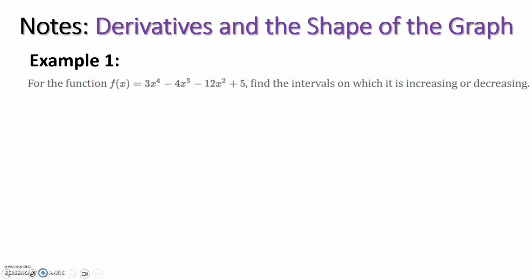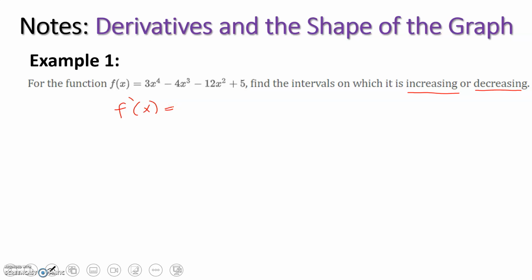Example 1. For the function f of x equals 3x to the fourth minus 4x cubed minus 12x squared plus 5, find the intervals for which the function is increasing or decreasing. Now, according to the increasing and decreasing test, we need to find the sign of the derivative. So we'll start by finding the derivative. So we'll use our power rule.